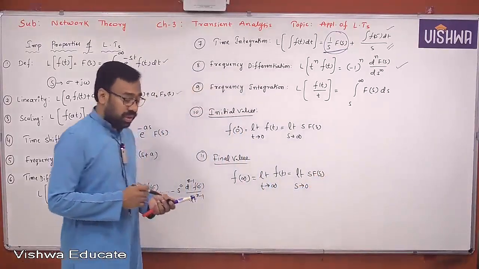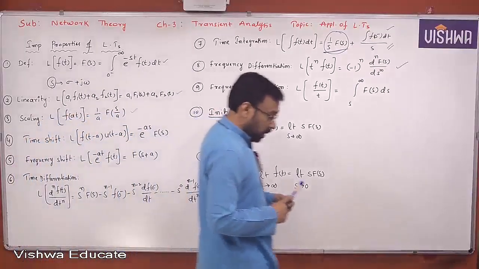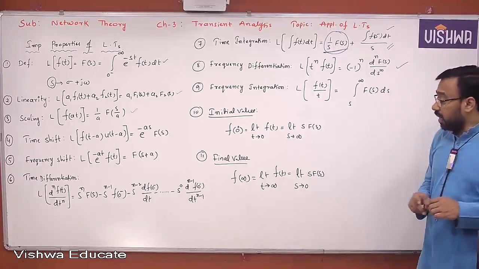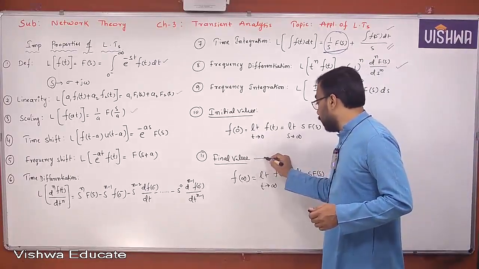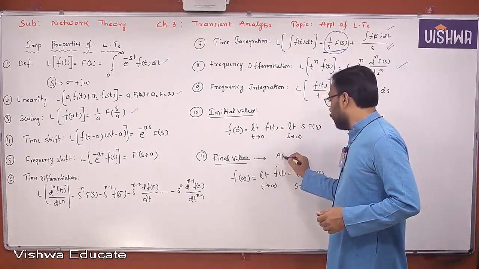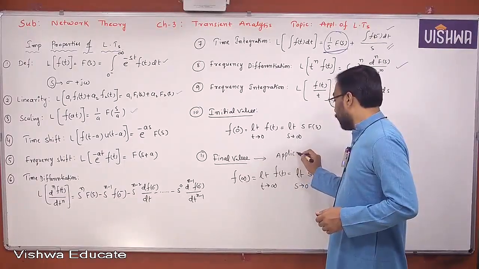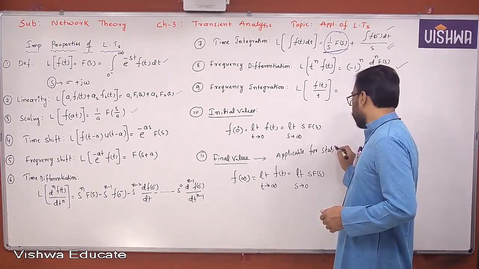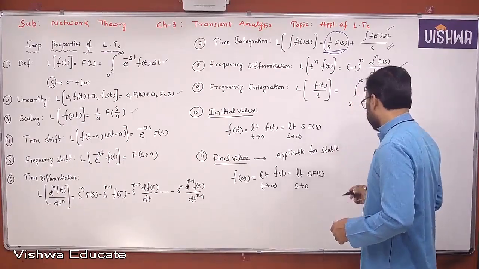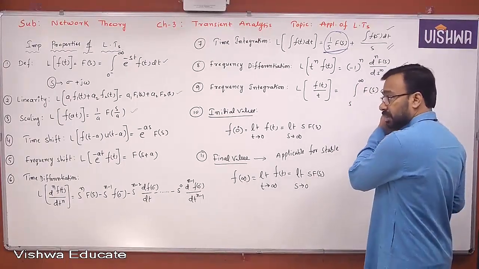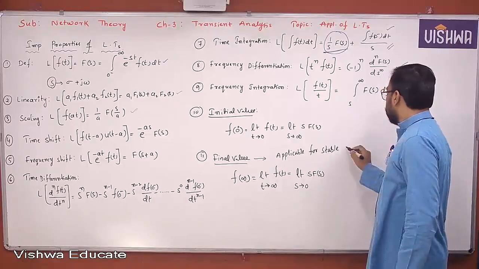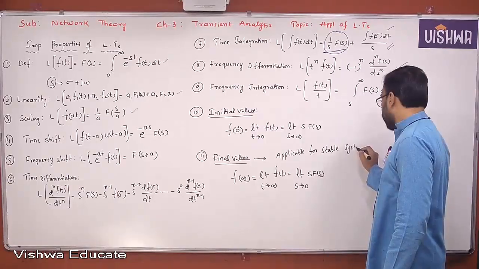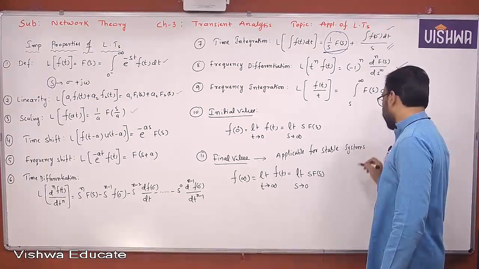You understand all of it? So this is how you can deal with the properties. Please note down quickly all the properties. But I think all of you might be knowing the final value is applicable only for stable systems, for stable networks. Stable system means what? Stable and unstable systems, what is the difference between these two?